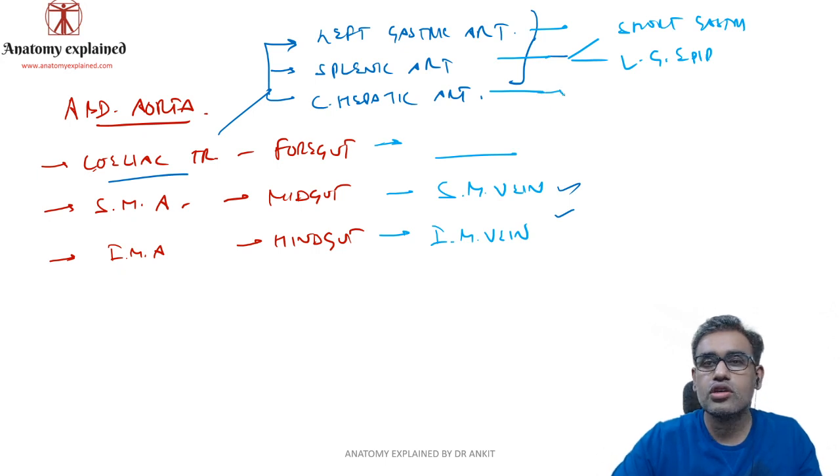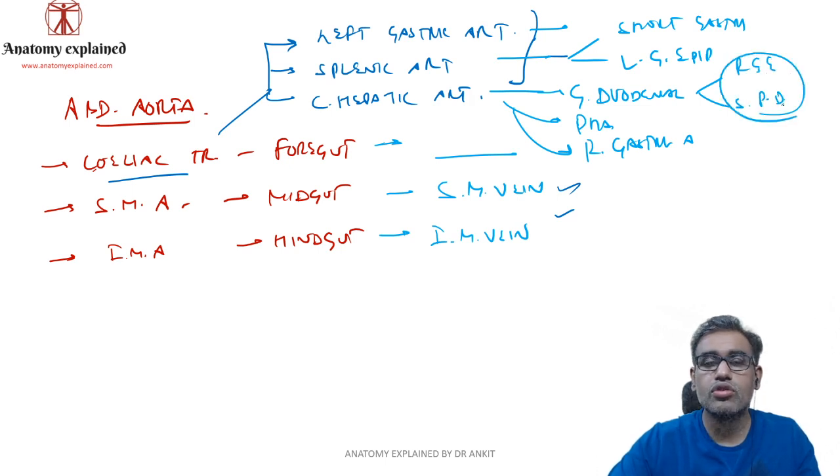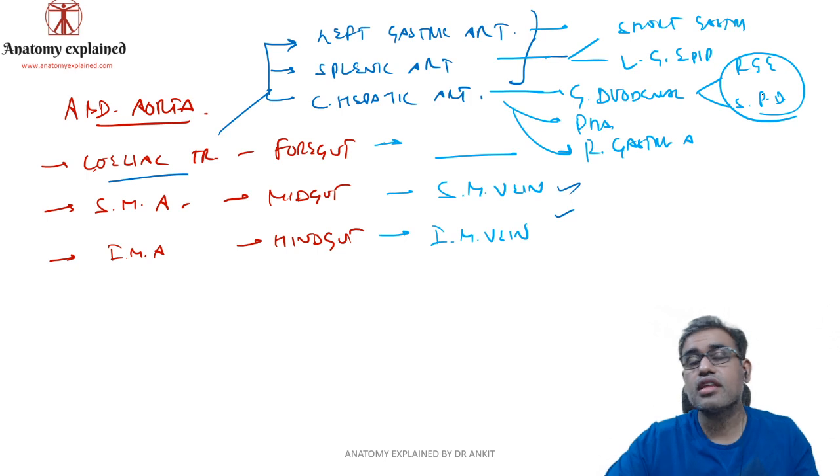Common hepatic artery used to give off the gastroduodenal artery. It used to give off the proper hepatic artery. There was a continuation, and this would be the right gastric artery. So all these need to have their relevant veins. Gastroduodenal is going to divide into the right gastroepiploic and the superior pancreaticoduodenal artery. That we have already done in the video.